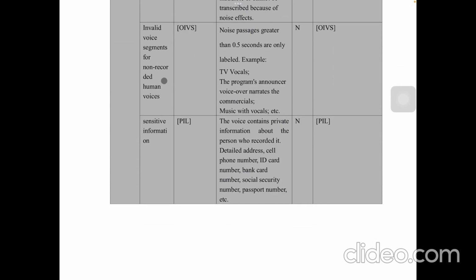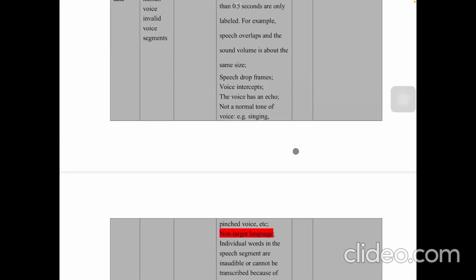Invalid voice segments for non-recorded human voices, for example, TV programs, voiceover narration, music with vocals. In this case, you just label it like this. Coming to this case, if the content's voice contains private information about the person who recorded it, like a detailed address, cell phone number, ID card, or any pornography or any kind of violating content, you just need to transcribe it in this way.